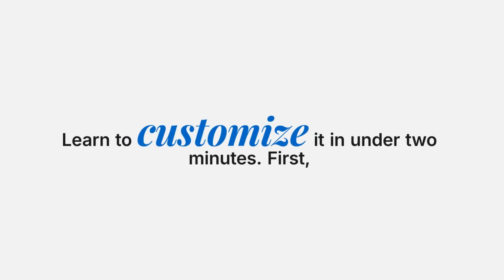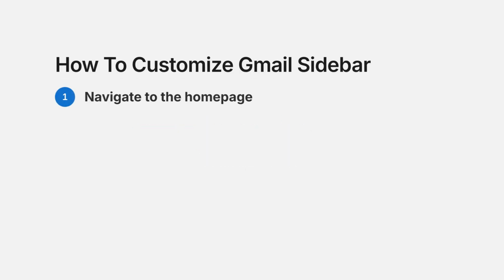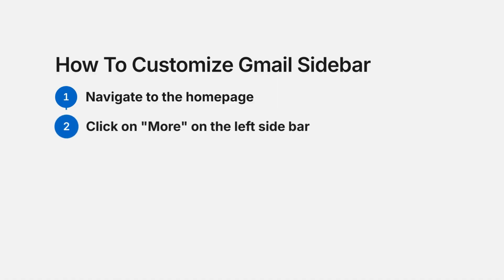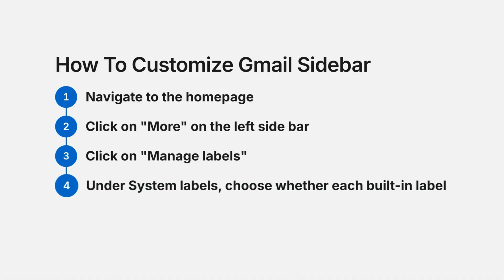Tired of scrolling through a messy Gmail sidebar full of labels you never use? Learn to customize it in under 2 minutes. First, we'll access the label settings. Then, I'll show you how to hide or show system and custom labels. Finally, see your clean sidebar.